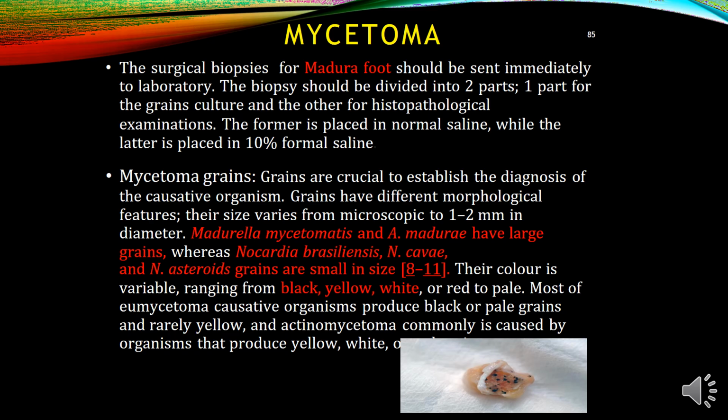The color is variable, ranging from black, yellow, white, red, or pale. Most of the eumycetoma causative organisms produce black or pale grains and rarely yellow. And actinomycetoma causes grains which are yellow and white.